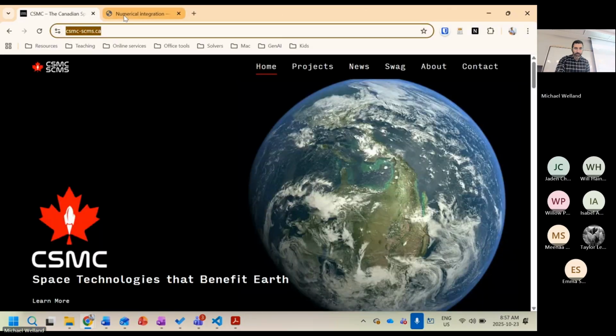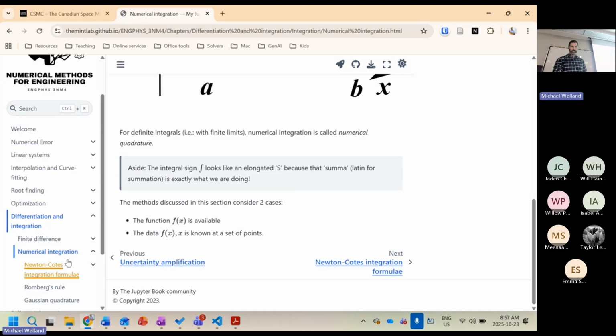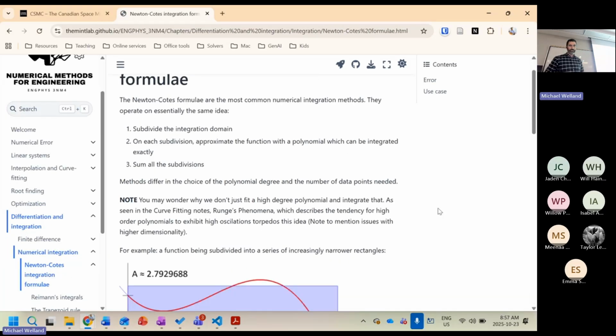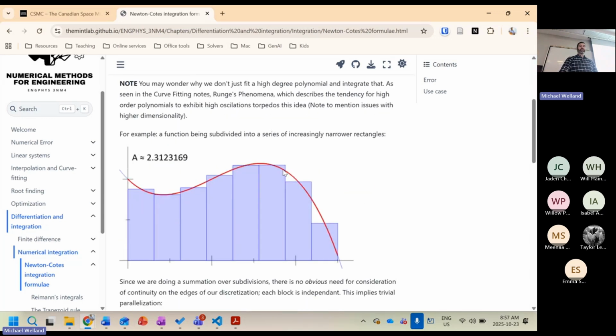Numerical integration. Okay, let's jump into Newton-Cotes. I kind of like this numerical integration. First of all, it's really useful, but also this is a great example of the engineer solution, the physicist solution, and the mathematician solution. Newton-Cotes is the engineering solution, right? And the idea is we have some curve. We're looking to integrate it.